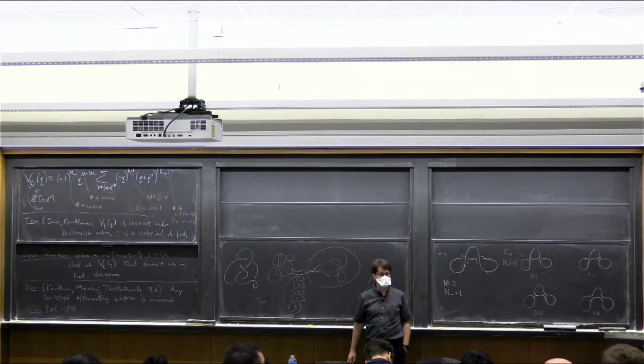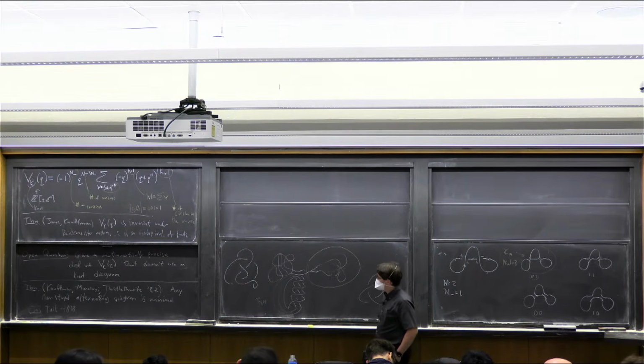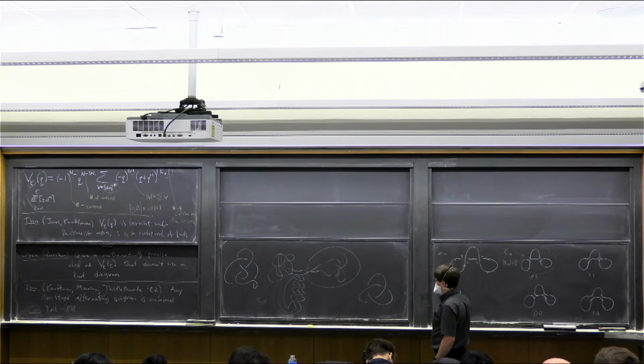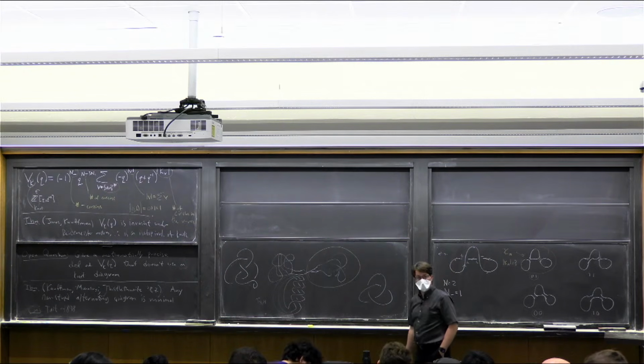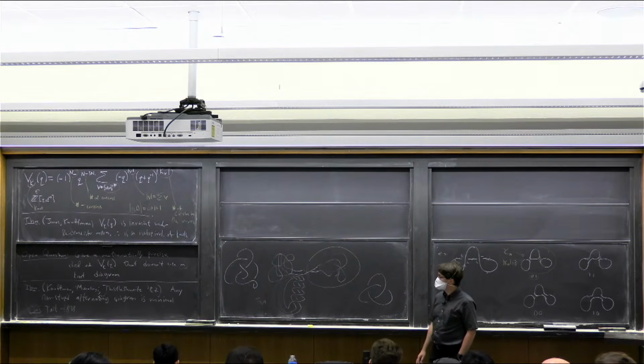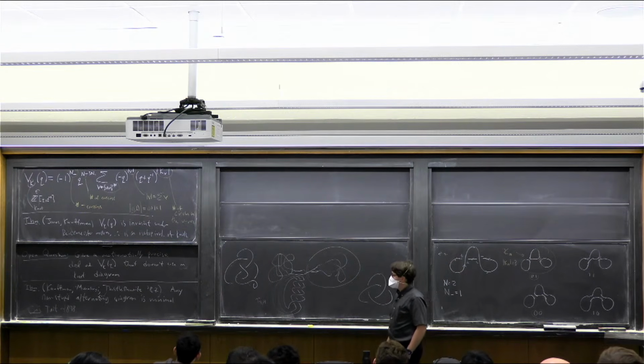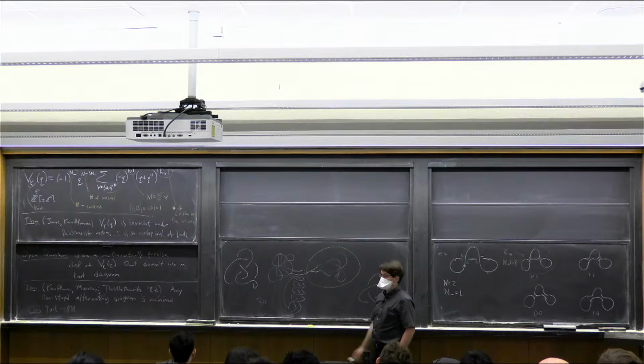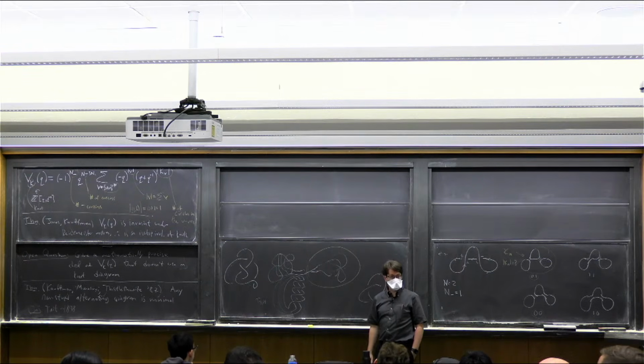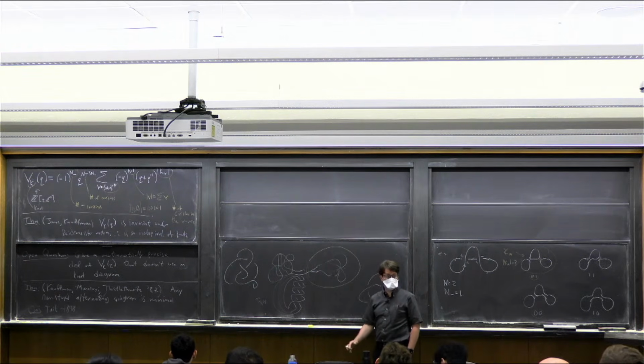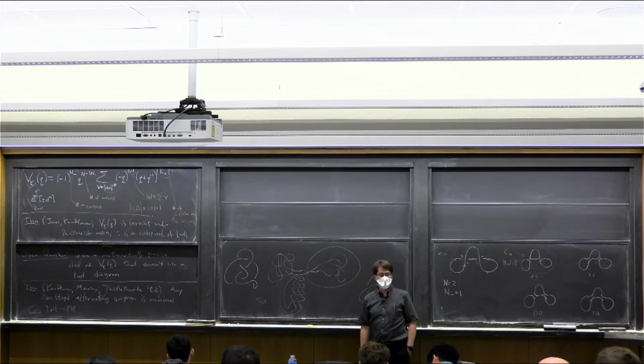Is there a good way to tell if a knot doesn't have an alternating diagram in general? The short answer is no. There are things that are special about, like, the Jones polynomial of alternating knots, the Alexander polynomial of alternating knots. So if you don't have one of those properties, you don't have an alternating diagram. But the converse is not true.